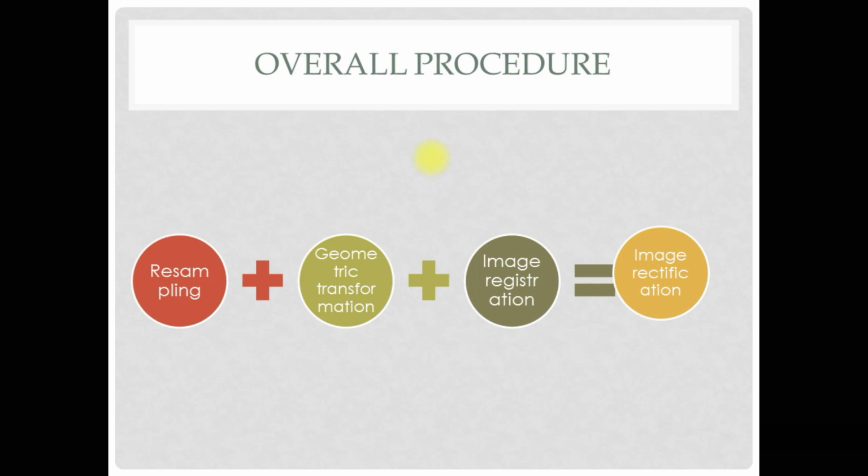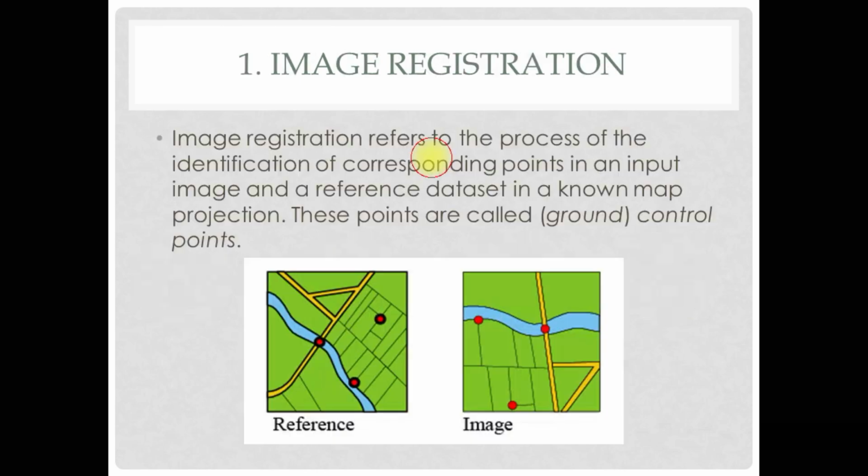So the overall procedure of georeferencing, or in other words image rectification, consists of 3 steps. The first step is image registration, the second step is geometric transformation, and the third step is resampling. And we focus on each of them on the following slides. So the first step is image registration.